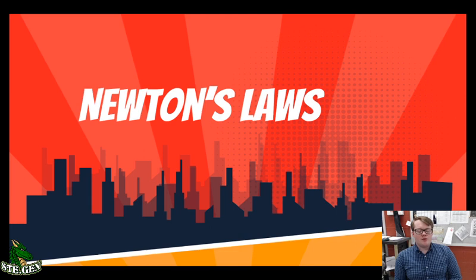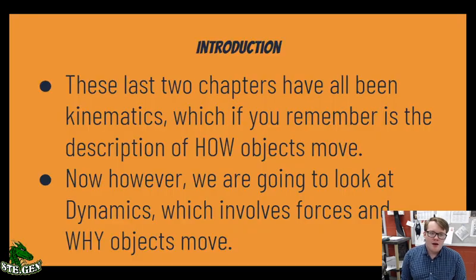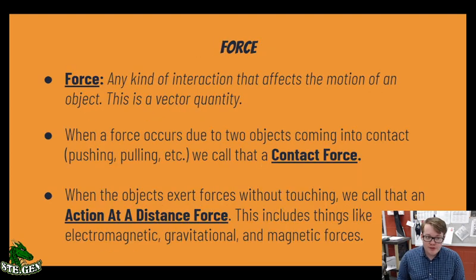So we're going to start with Newton's laws. You should already have watched a YouTube video that went over this a little bit, but we're going to focus in on them and give you the definitions and the information that I care about in relation to them. These last two chapters have been all about kinematics, which, if you remember, is the description of how objects move. But we're now going to be looking at dynamics, which is the why objects move, the things that involve forces. A force, as we know it today, is any kind of interaction that affects the motion of an object, and we treat this as a vector quantity.